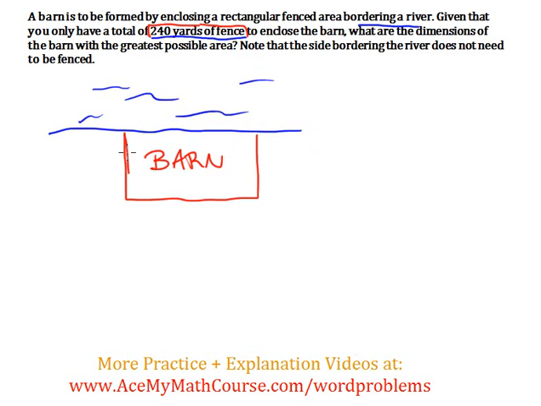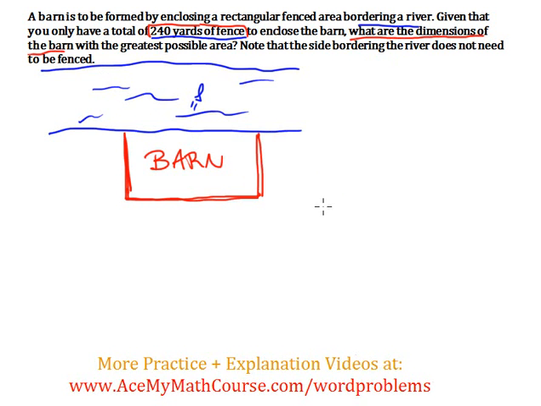So here's the fence, right? Like the red lines here will be the fence. And note that the side bordering the river, so this one, does not need to be fenced. So we can basically save some fence on this side bordering the river. So let me make a slightly more believable river. Some fish. And we can save some fence to make basically a bigger barn. So the question is, what are the dimensions of the barn with the greatest possible area?